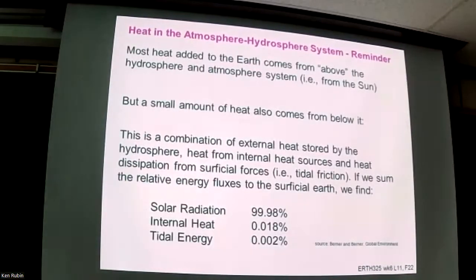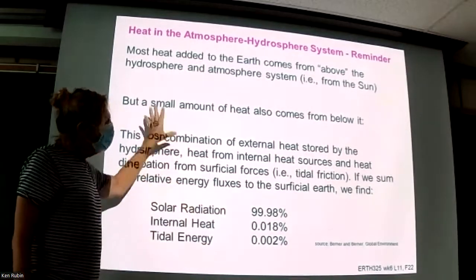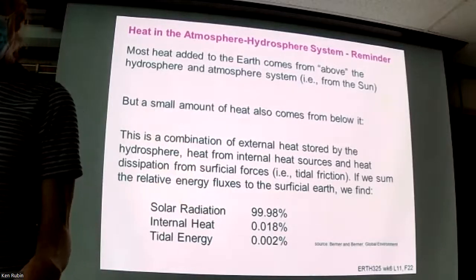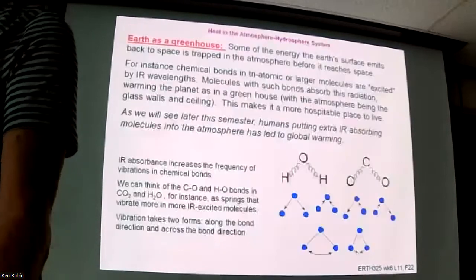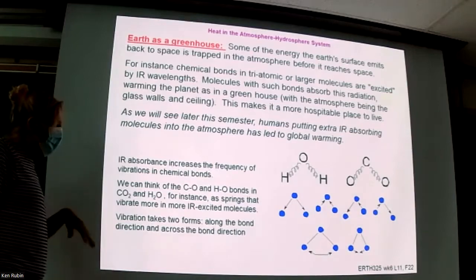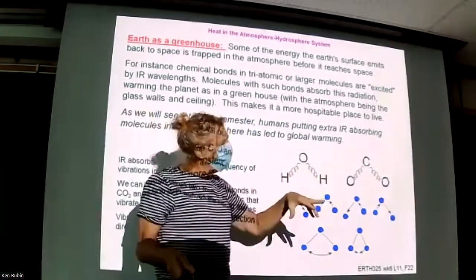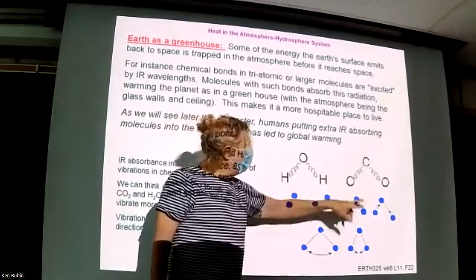Okay, and this is just a slide showing you these other sources of heat. Most of the heat that's available to drive hydrologic motions comes from the sun. This is just an image saying, well, why does the atmosphere absorb in the infrared? And it all comes down to bond motions. So these are a couple of molecules, triatomic molecules, water and oxygen.